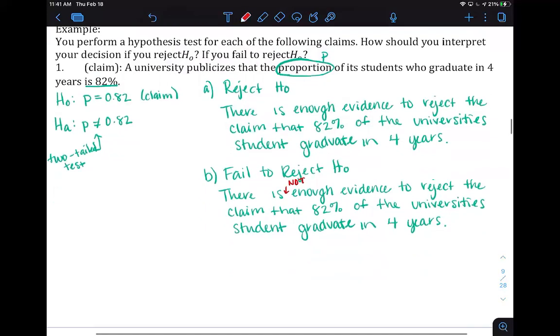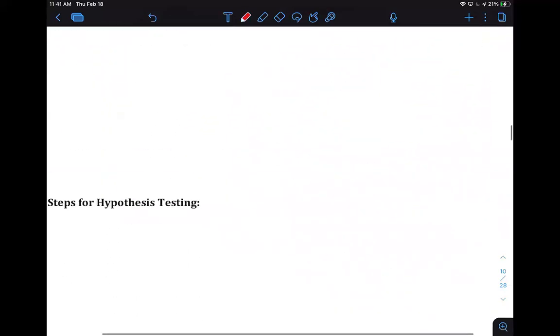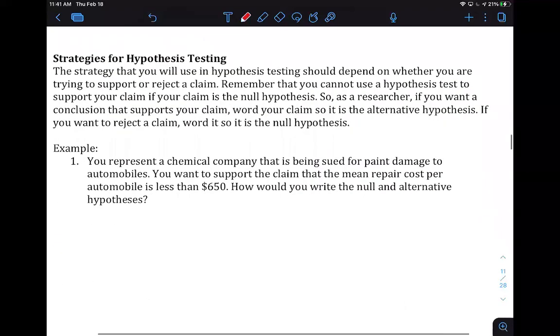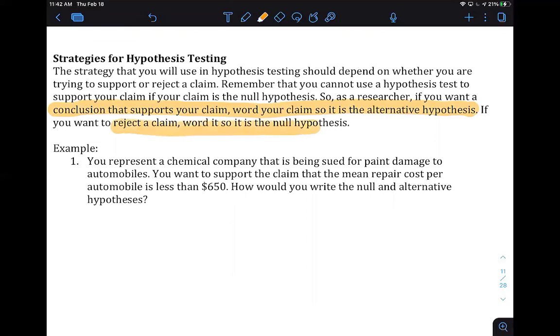The only other thing in here is another example. We'll go over the steps for hypothesis testing in the Edpuzzle video that you have for homework today. And then strategies. A strategy that we have is, if we want to support the claim, we're always going to put the claim in the alternative hypothesis. You're going to have one or two homework problems like that. If you want to reject it, it's going to go in the null hypothesis. And that bases off that table that I had you circle and star, because it's based off how you interpret your information.